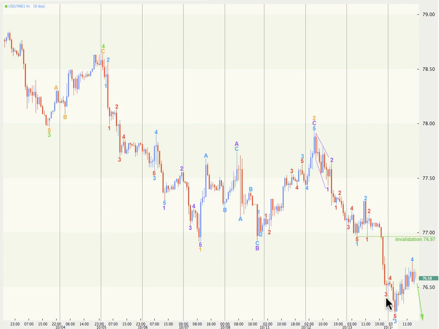For that reason, I like this wave count slightly better, and a fourth wave correction developing again today, which should not, according to this wave count, move above 76.97. This wave count has a slightly higher invalidation point.